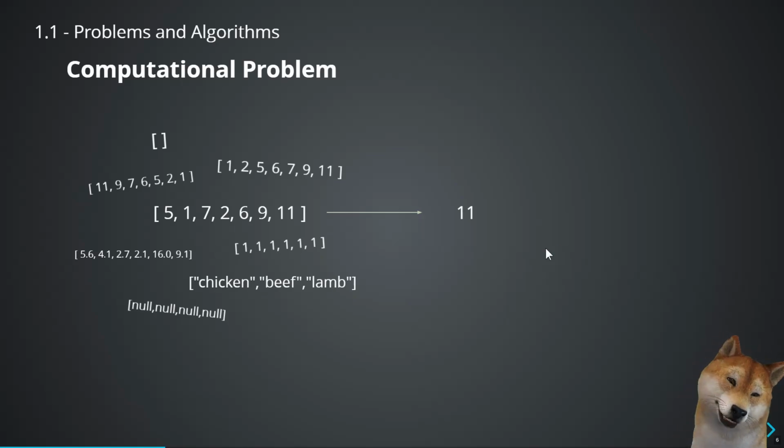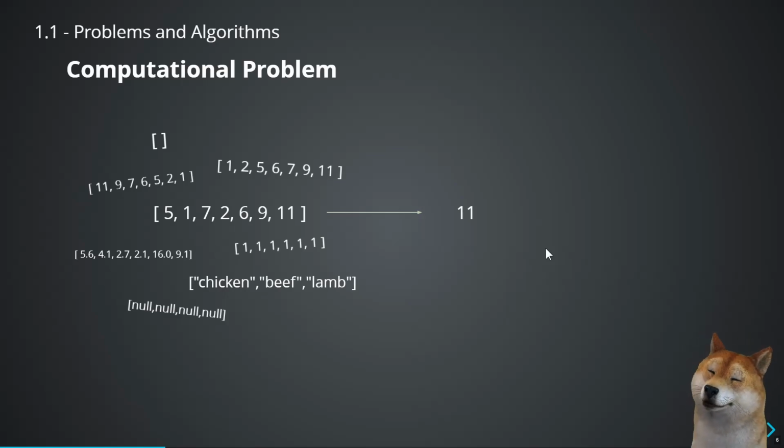For example, I can give you an array of strings. I can give you an array of nulls. I can even give you an empty array. Even if I give you an array of integers, I can give you an array which is sorted in descending order, an array which is sorted in ascending order, an array where you have all ones, all the same value.